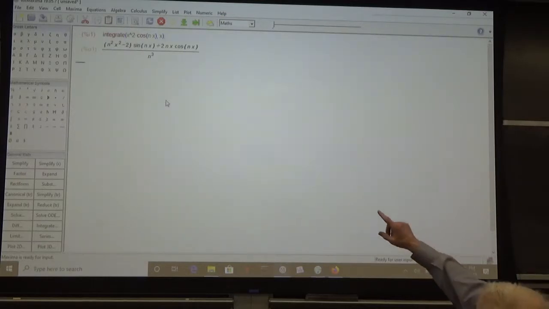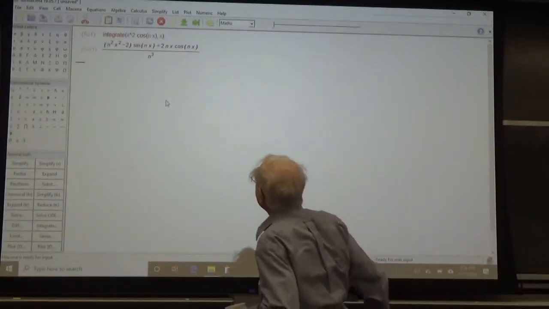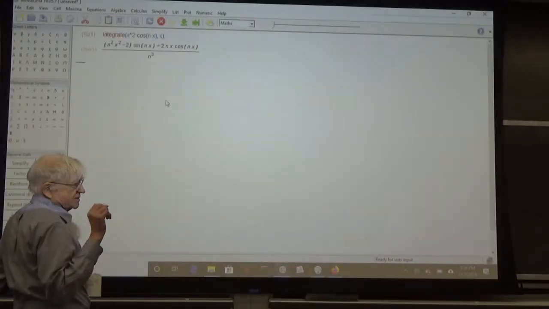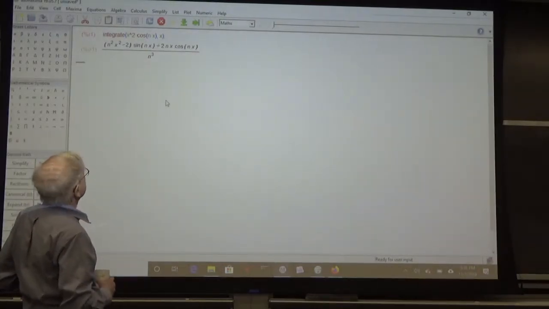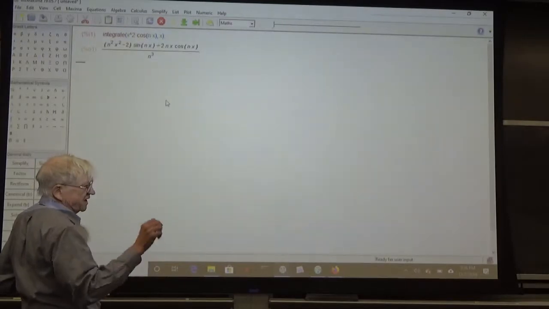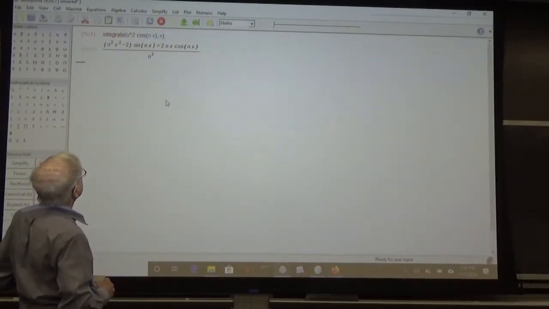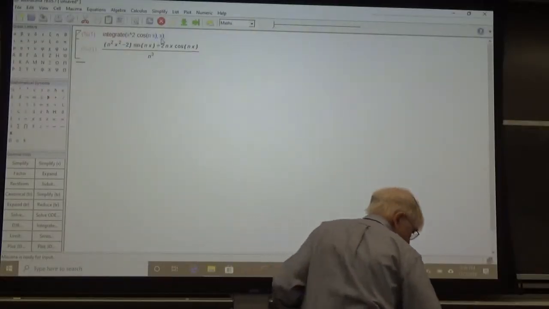So let me just ask a question. You put in, what did you use as multiply? The star key? Yes, the asterisk is multiply, but for cosine you just wrote cosine, and then open and close the parenthesis. And then the second x here is the variable you're integrating with respect to.